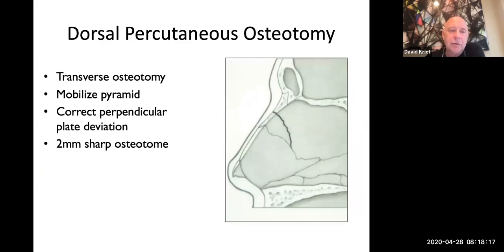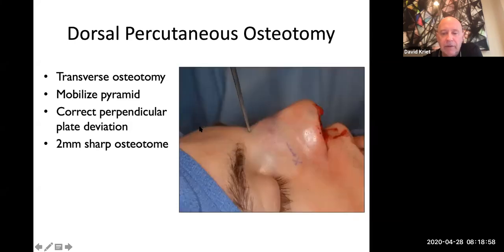So the other osteotomy that is super useful after I've done those osteotomies, this is my next go-to if I'm still having trouble straightening the nose, is a dorsal percutaneous osteotomy. So it's a transverse osteotomy, and what that does is it actually mobilizes that bony pyramid. So it helps you to correct deviations of the perpendicular plate. Many times you'll have high bony septal deviations, and you just can't get things to move. So I'll take that 2 millimeter osteotome and go right through the skin, and I can either go directly over the radix, or if it's more of a one-sided issue, I can go through the sidewall. And there is a schematic on that patient I showed earlier of how I'm doing that to complete that mobilization of the pyramid.